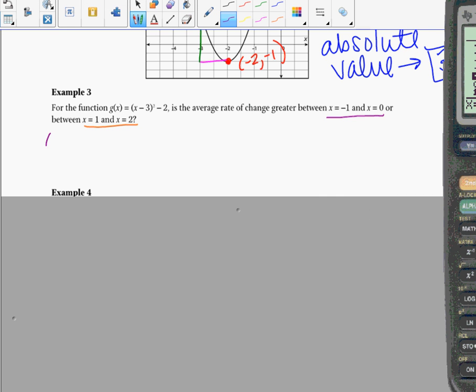We have the point negative 1, 14, and we have the point 0, 7. And you could substitute those x's in and get a y. Just for time's sake, I'm going to grab them off of my table.